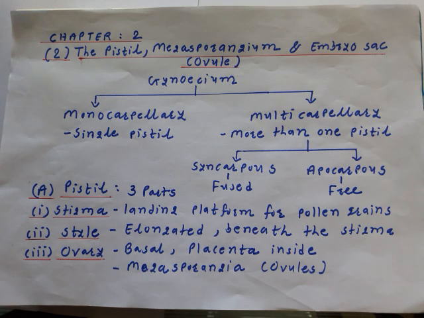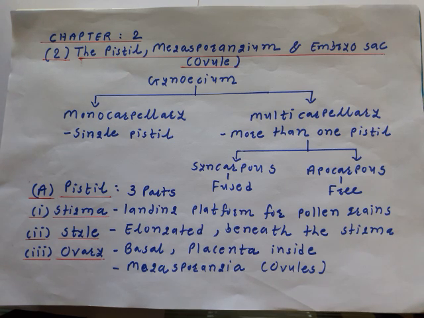First of all, gynoecium. As you know, it is the female reproductive whorl in a flowering plant. In gynoecium, carpels are present. Carpel is a unit of the female reproductive system. In some flowers, only a single pistil is observed and it is known as monocarpellary gynoecium. In some flowers, more than one pistil is arranged and it is known as multicarpellary gynoecium.